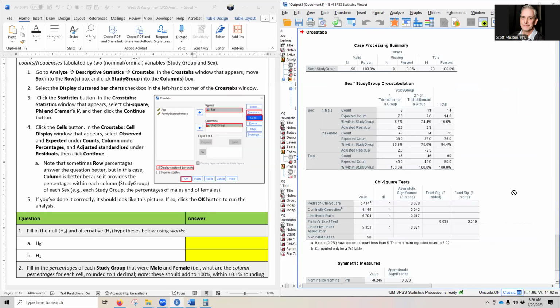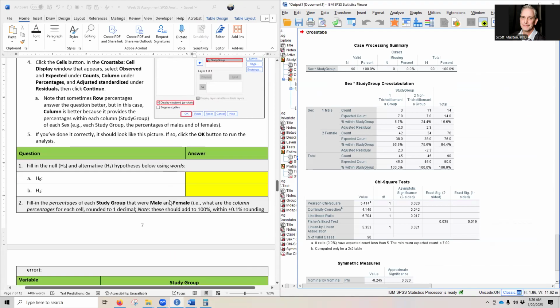So here's our chi-square analysis. Fill in the null and alternative hypotheses below. Remember, these ones don't use math to define the hypotheses. The alternative hypothesis is that there always is some sort of relationship between the variables. Null is that there's not.